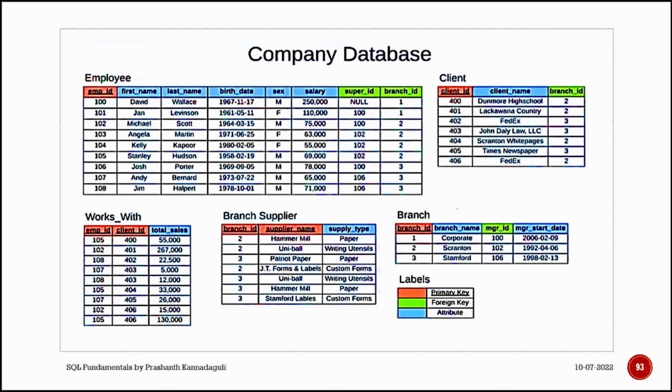Similarly, for the branch supplier, which we already discussed once, you have a branch ID as well as the supplier name to get what type of supply. And a branch table says what the ID of the branch is, where it is located, and who the manager of that branch is. Because the manager will be an employee only, we have to use the employee ID corresponding to this.